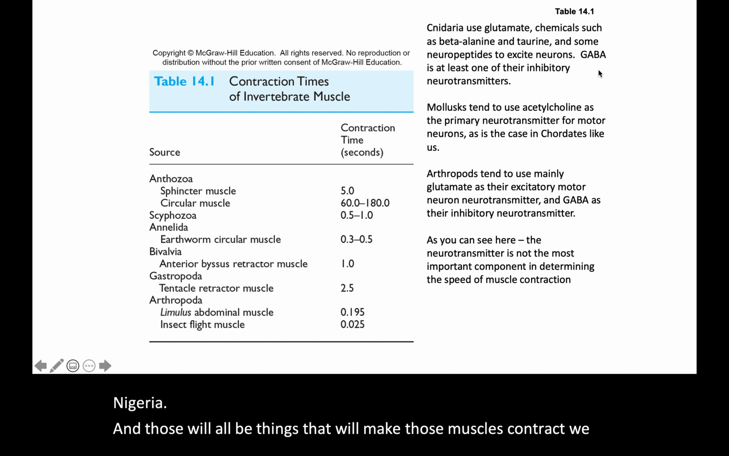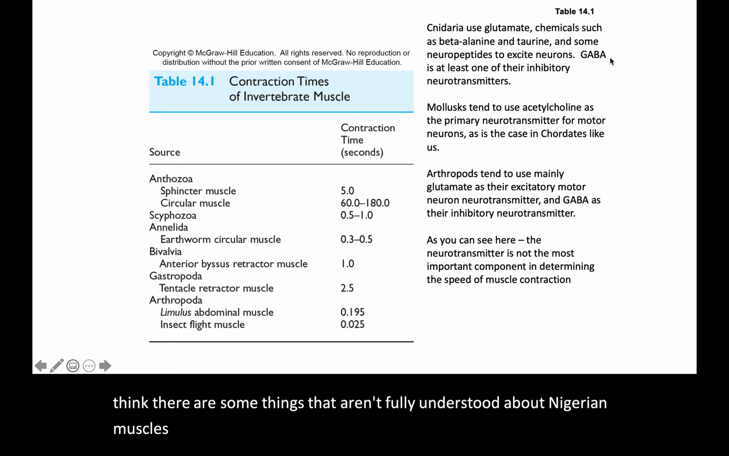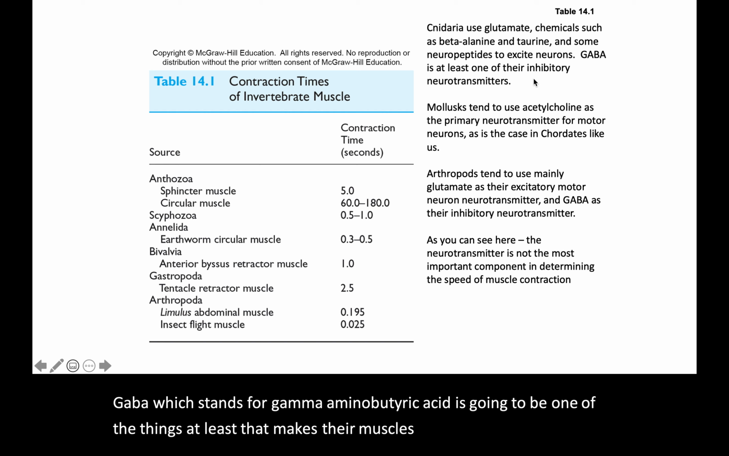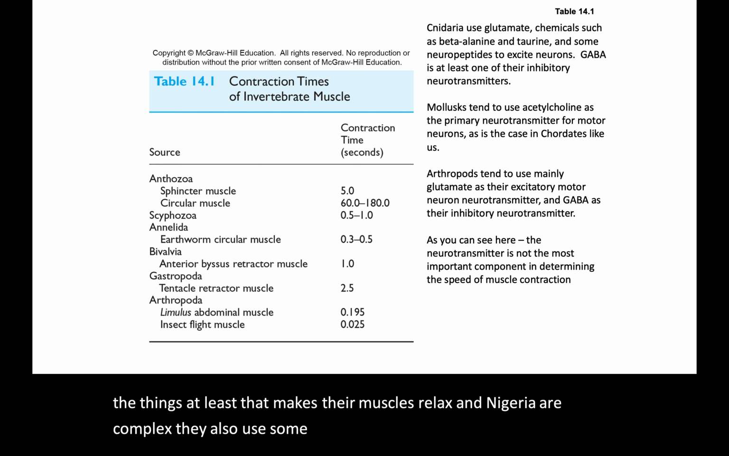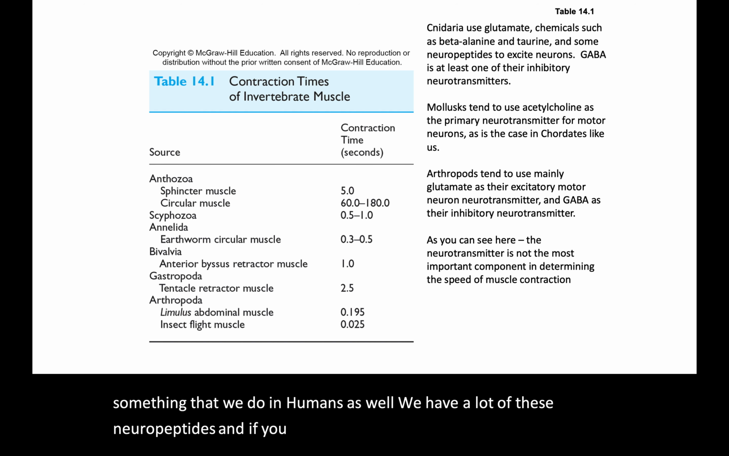There are some things that aren't fully understood about Cnidarian muscles. Anyway, GABA, which stands for gamma-aminobutyric acid, is going to be one of the things, at least, that makes their muscles relax. And Cnidaria are complex. They also use some little proteins as neurotransmitters, which is something that we do in humans as well. We have a lot of these neuropeptides. And if you had my biology 2, we would have talked about some of those.